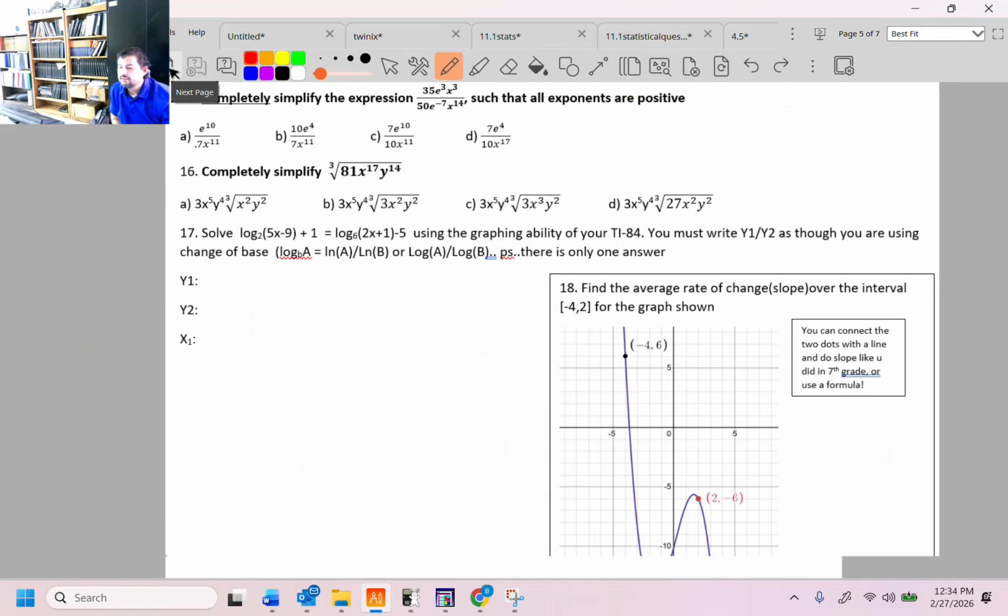Moving forward, completely simplify the expression such that all exponents are positive. 35 and 50 are both divisible by 5. 35 divided by 5 is 7. 50 divided by 5 is 10. It was only between C and D.